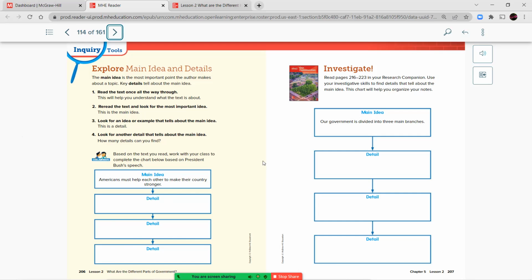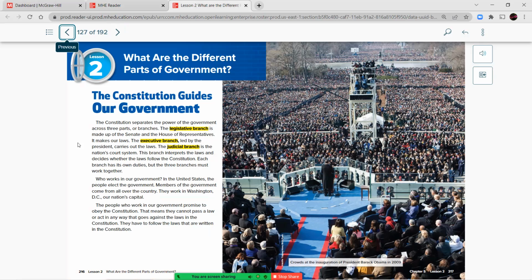Now for our next section, we're going to read in our textbook on pages 216 to 223. We're going to use our skills to find details that tell more about the main idea, and the main idea that they gave us here is that our government is divided into 3 branches. So we're going to put information about each of the 3 branches here. Let's go ahead and jump into our reading.